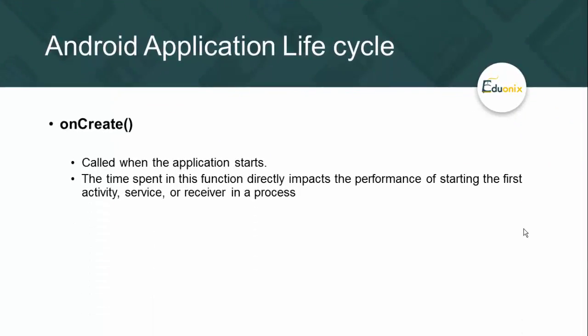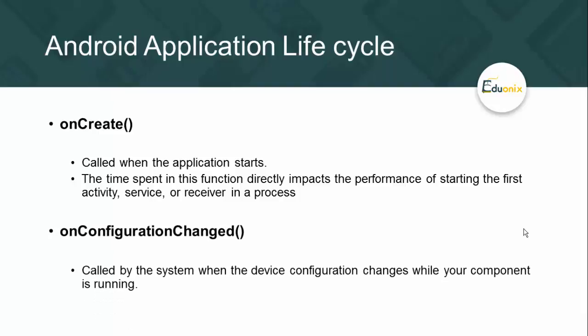onCreate. This is the first method an Android app executes when the app starts and before it performs the first activity. The time spent on this function directly impacts the performance of the first activity, service, or receiver in a process. onConfigurationChanged. This method is called by the system when the device configuration changes while the app component is running. This means if some configuration-related changes occur in the Android device while the app is running, the onConfigurationChanged method is called in the Android application class.